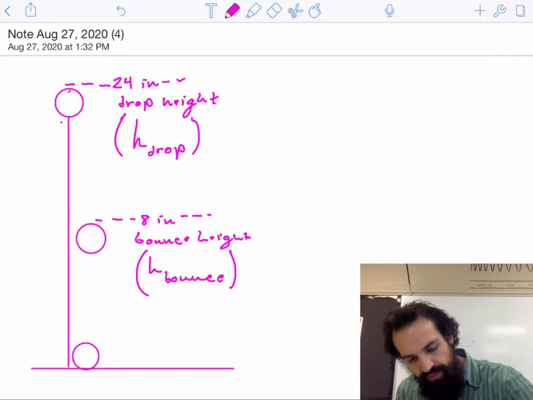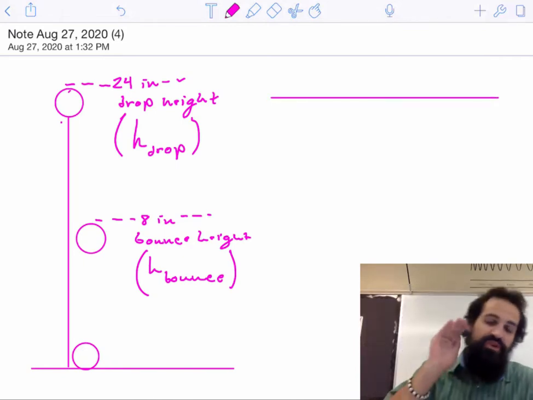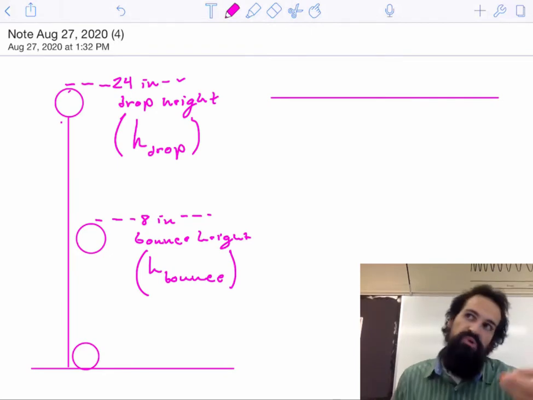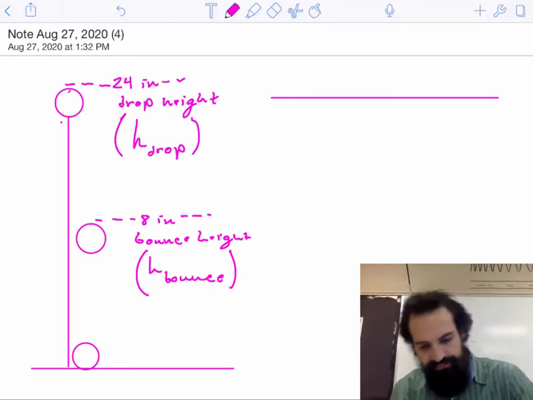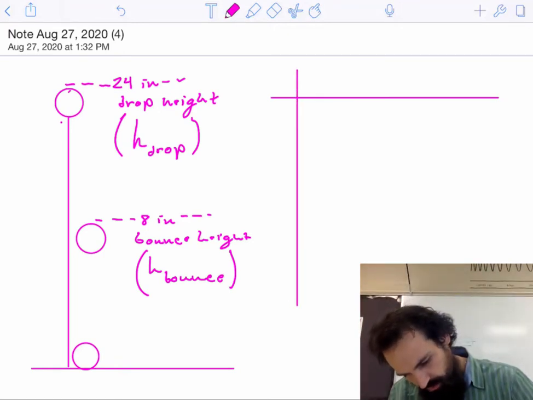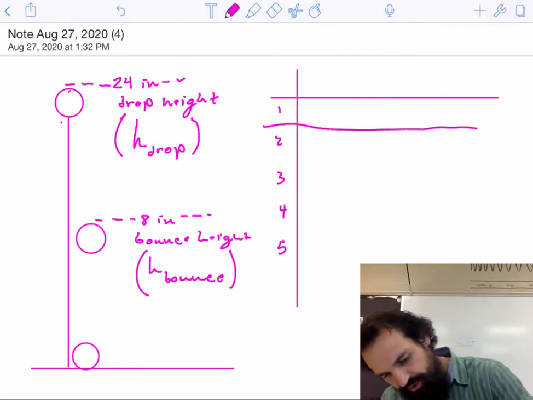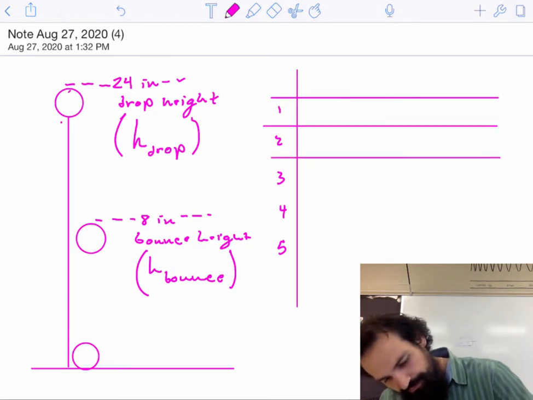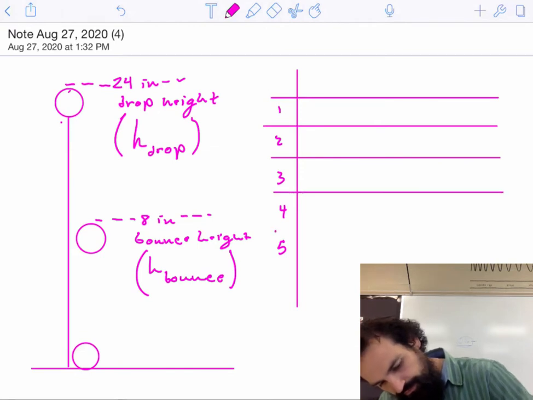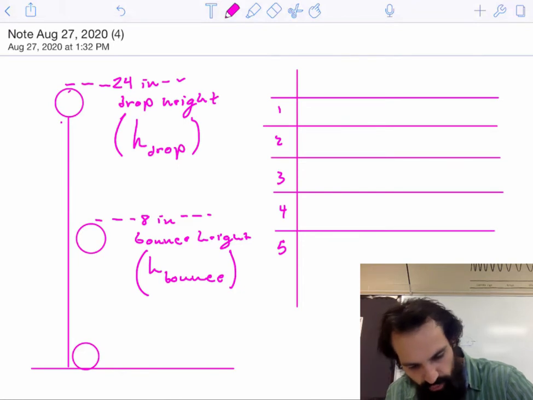From there, I'm going to make a data table with 3 columns, and because you have to collect at least 5 data points, 6 rows, 1 for your headers and 1 for each trial. So we're going to have trial 1, 2, 3, 4, 5. And I'm going to create some rows. And we're going to have a column for drop height.